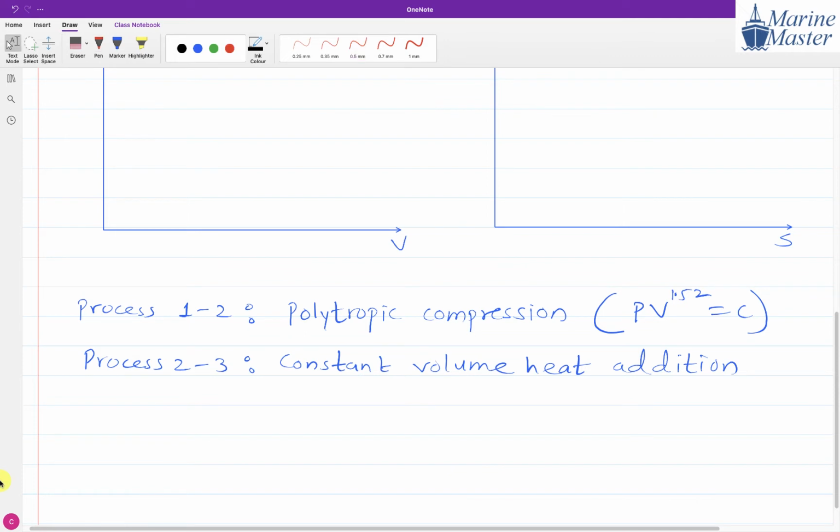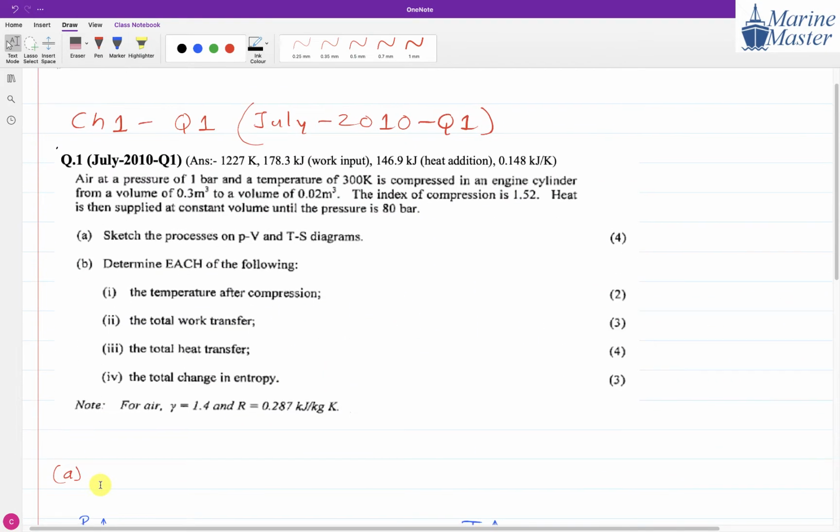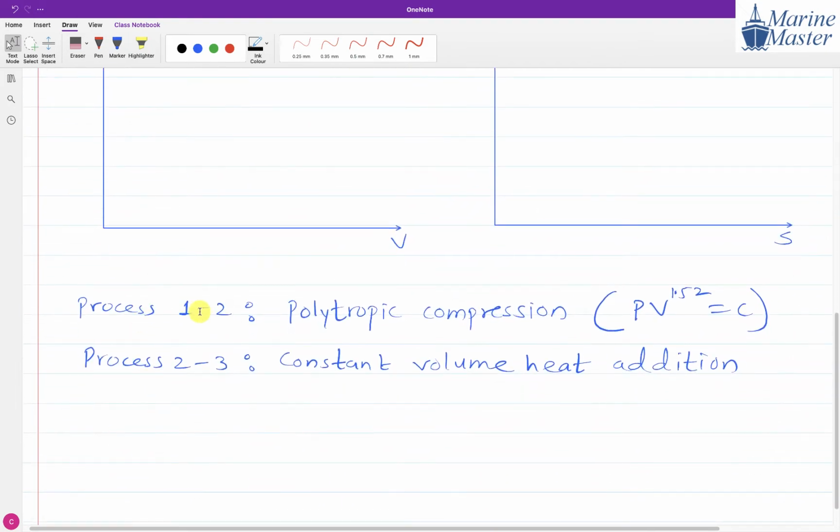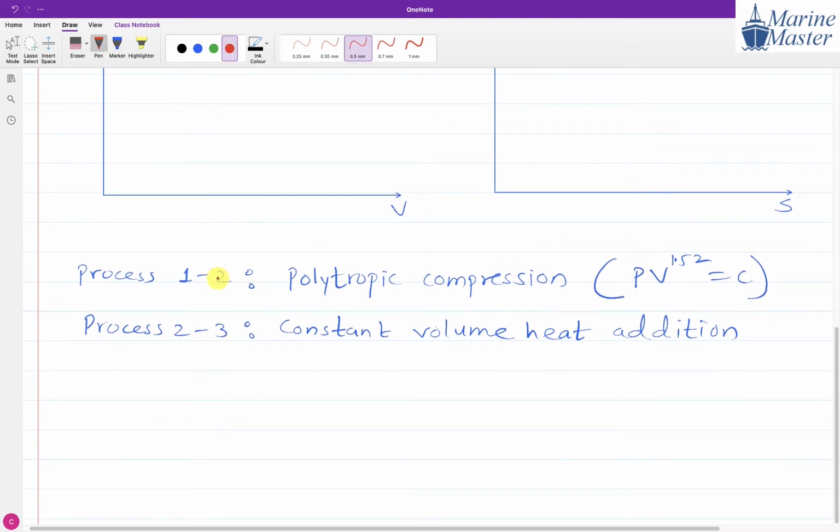Now guys, everyone try to see the scenario further after writing down the processes. Now we are going to write down the given things. Here we have a total of 2 processes. So 2 processes means how many points, or instead of saying points, we will say states. Process 1 to 2 means we are going from state 1 to 2, and process 2 to 3 means we are going from state 2 to 3.